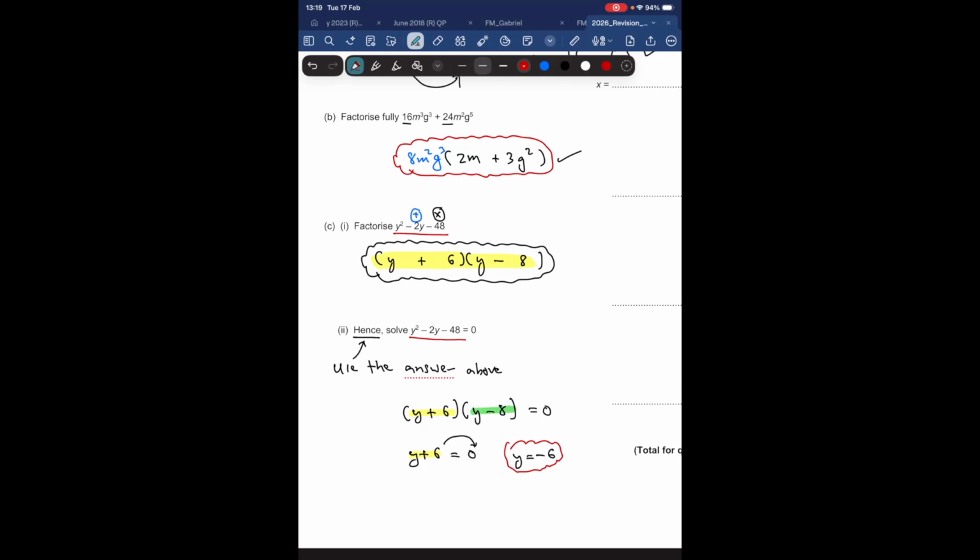We make y - 8 equal to 0. We then solve it, bring the minus 8 over, so we get our second solution, y = 8. Like with all quadratics, we end up with two values. In this case, the two values that we end up with are y = -6 and y = 8.